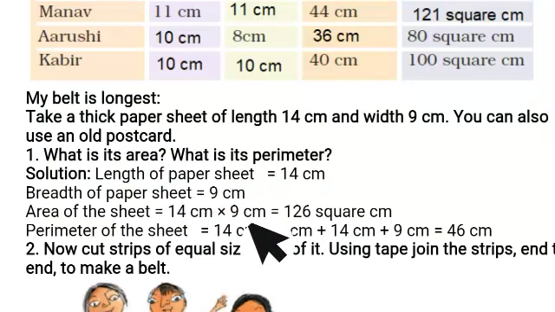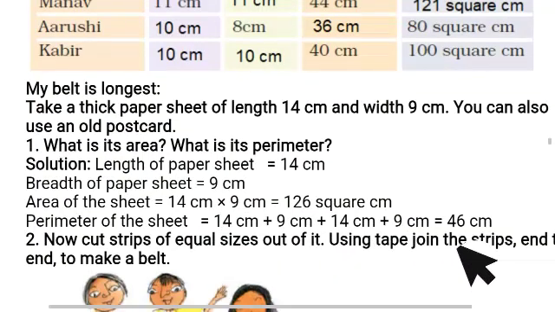Area of a rectangle is length into breadth. Length is 14 and breadth is 9. So 14 into 9 is 126 square centimeter. And perimeter means the sum of all the lengths and breadths. In a rectangle there are two lengths and two breadths. So 2 times length means 14 and 14, and 2 times breadth means 9 plus 9. So 14 plus 9 plus 14 plus 9, the answer is 46 centimeter.